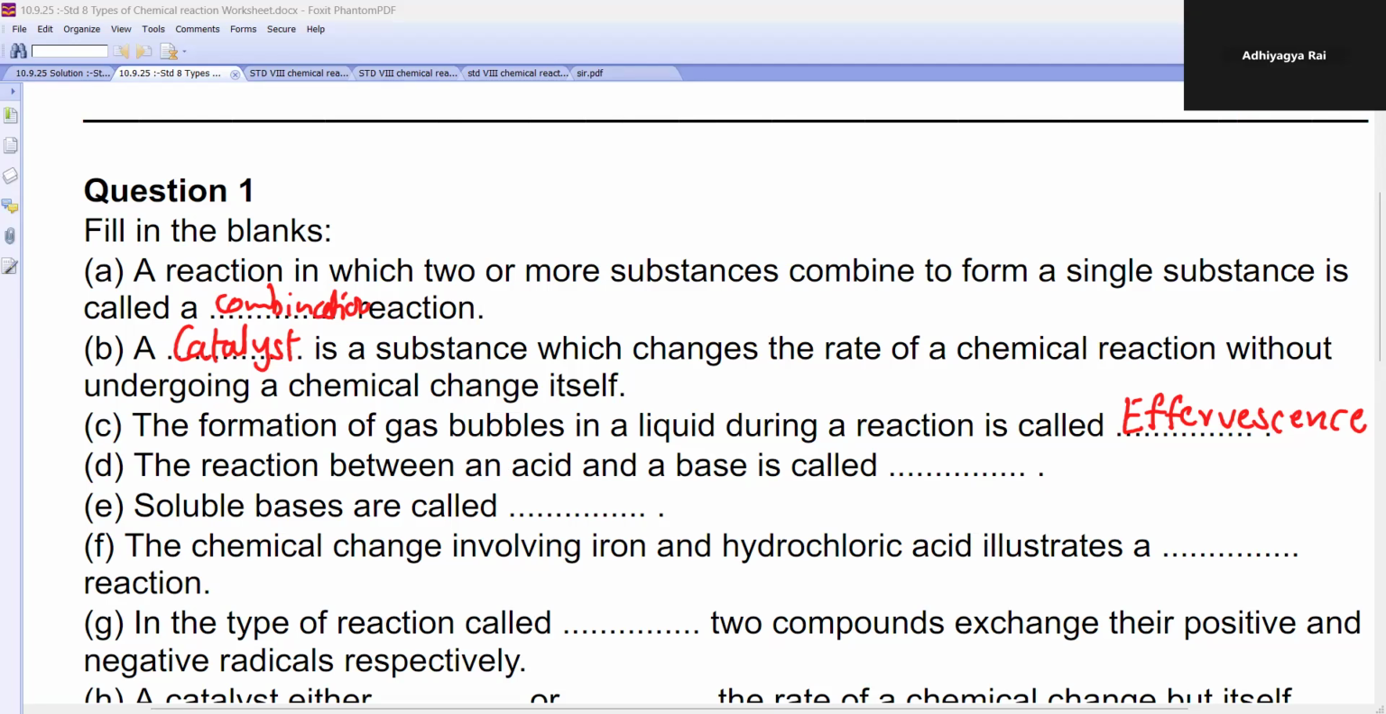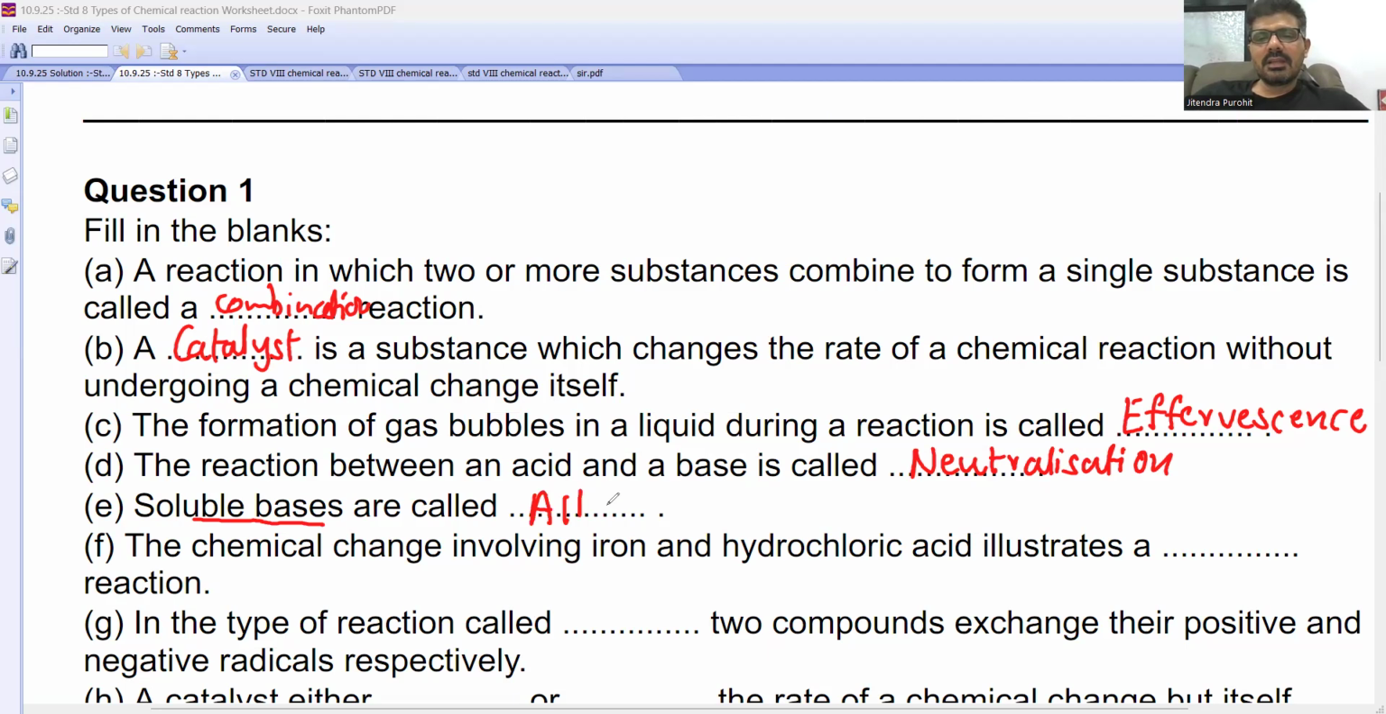Reaction between acid and base is called what? Just now I showed you, beta: neutralization. Any base which is soluble is known as an alkali. Any hydroxide, like sodium hydroxide, is soluble in water. Therefore we call it an alkali.